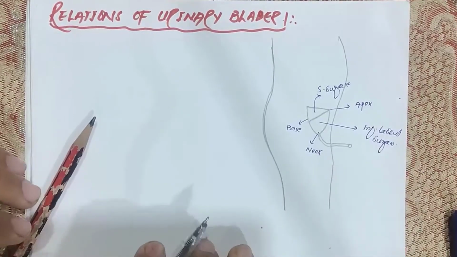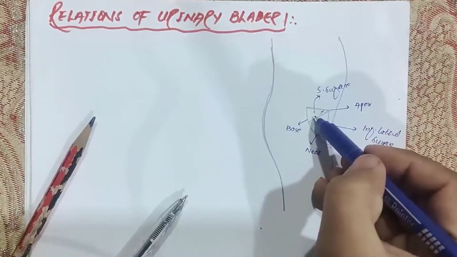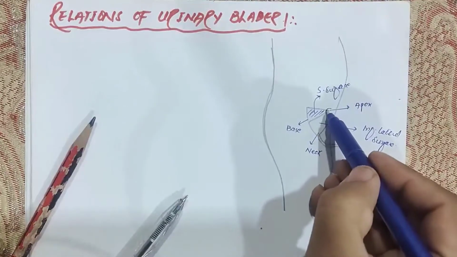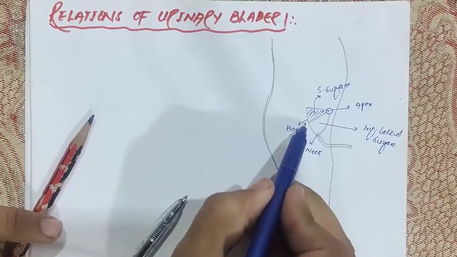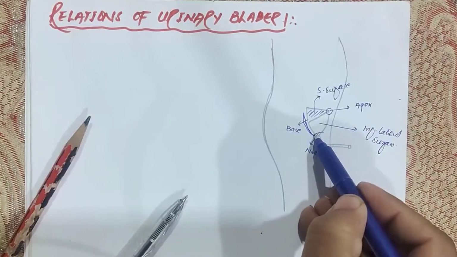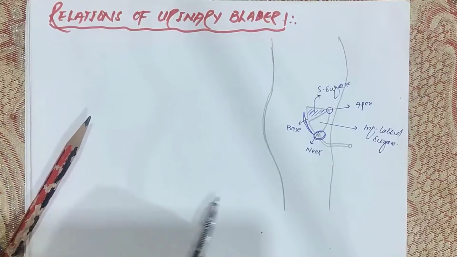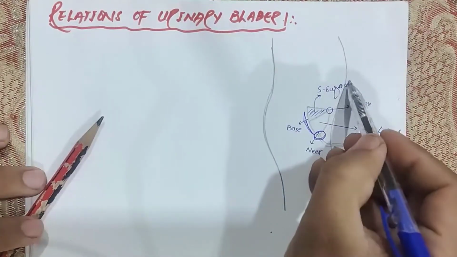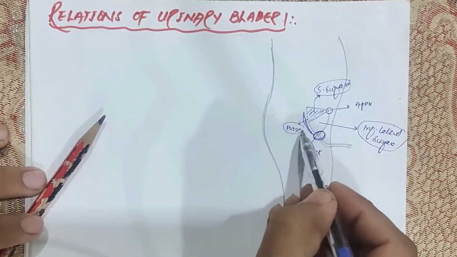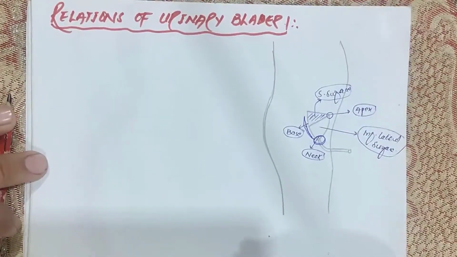So for the relations of the urinary bladder, we will see what are the structures related to the superior surface, right? What are the structures related to the apex? What are the structures related to the base, right? And what are the structures related to the neck of the urinary bladder? So how many parts will we see? We will see the relations of the superior surface, the inferolateral surfaces, the base, the neck, and the apex of the urinary bladder.